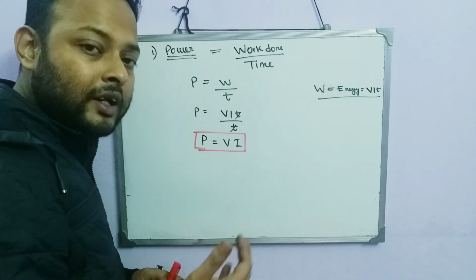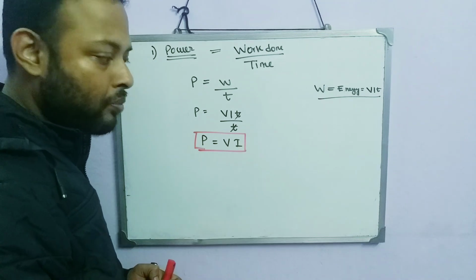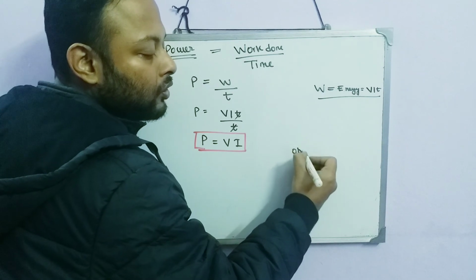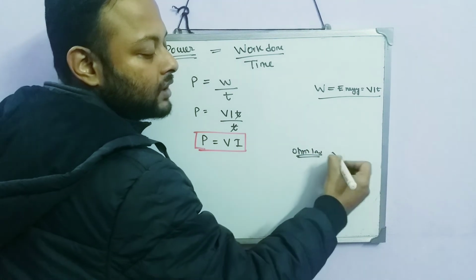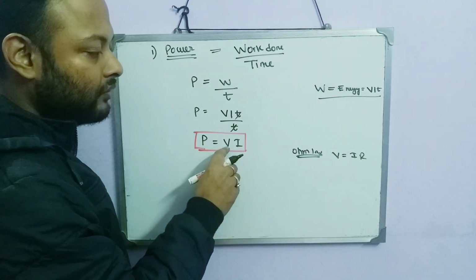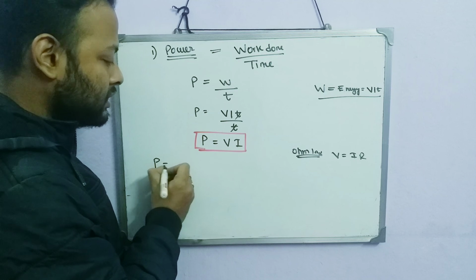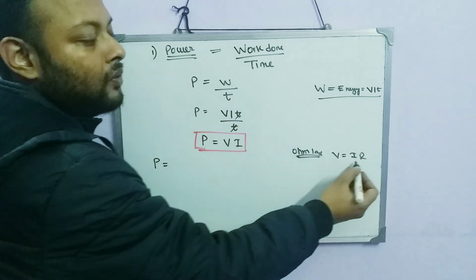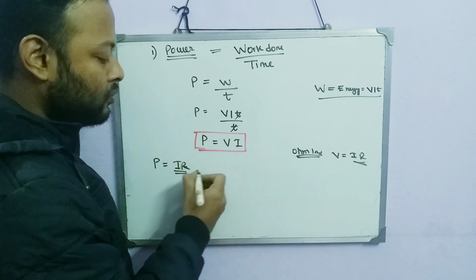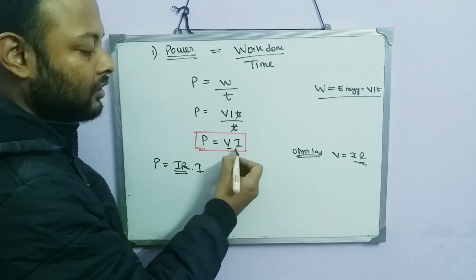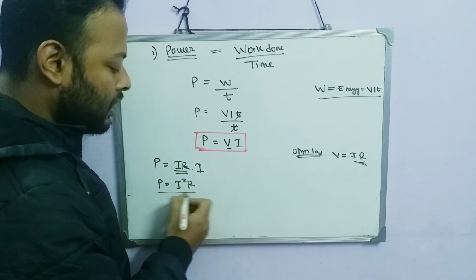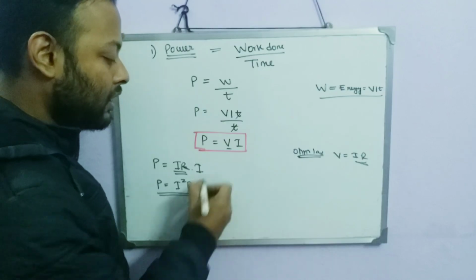Now I can get different forms of this VI using Ohm's law. What does Ohm's law state? V is equal to IR. So I substitute the value of V by IR. Power is equal to VI, and V is equal to IR, so IR into again I. So power becomes I square R.